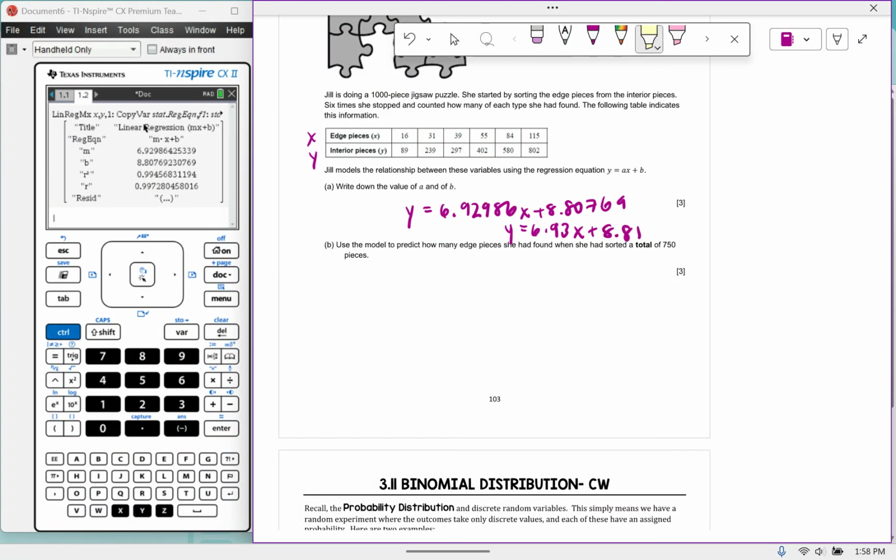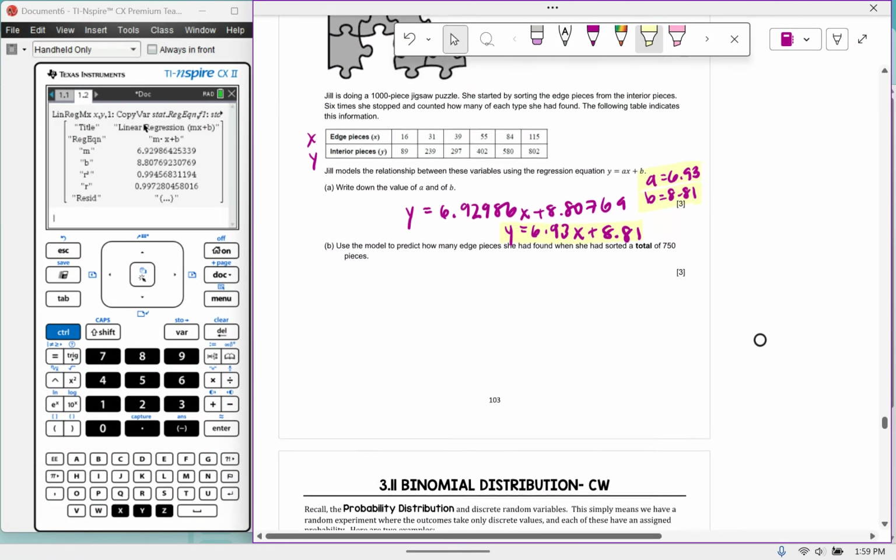Okay, so we got our equation. And it says write down the value of A and B. A is 6.93, B is 8.81. Okay. Use the model to predict how many edge pieces, what are edge pieces? X or Y? She found when she had sorted a total of 750 pieces. What is a total of 750 pieces comprised of? X plus Y. Yes.